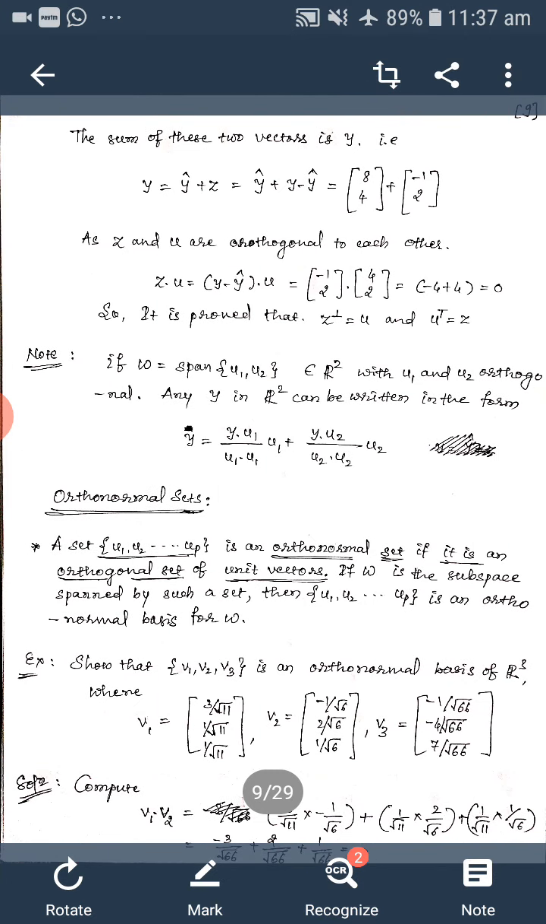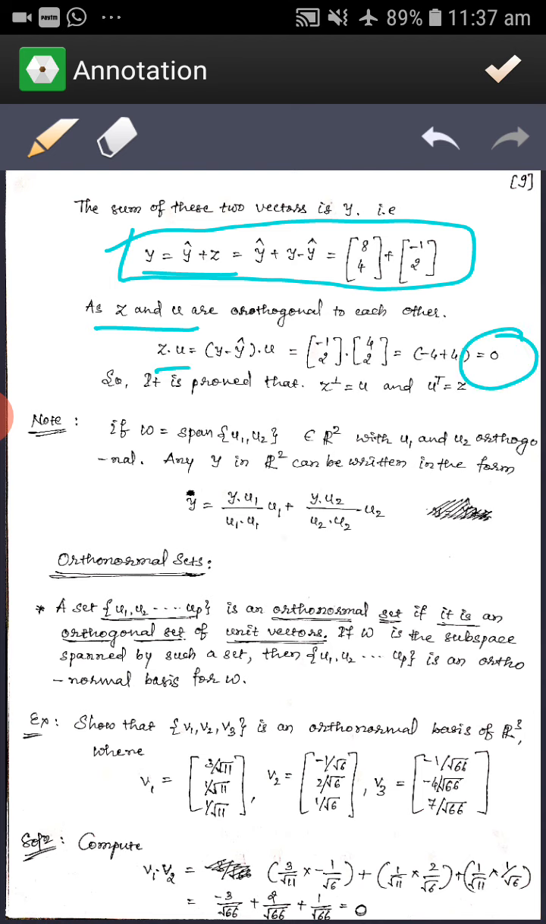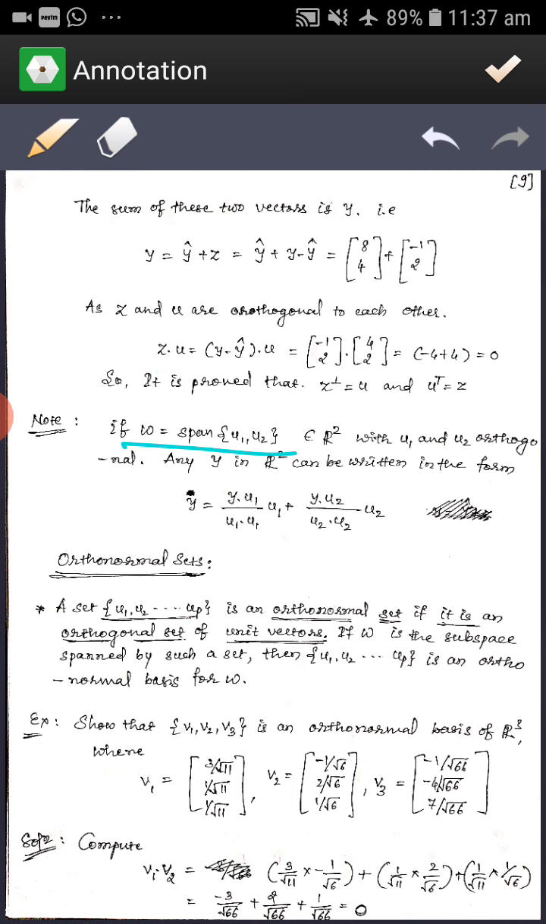Here we can calculate the sum of the two vectors. Okay, that is y is equal to y dash plus z. And the other one is orthogonal to u, so that is z dot u. If it is 0, we call it orthogonal. We need to keep in mind that if W is a span in R square, then u1 and u2 are orthogonal. So we can calculate like this: y is equal to y dot u1 divided by u1 dot u1 into u1, plus y dot u2 divided by u2 dot u2 into u2.